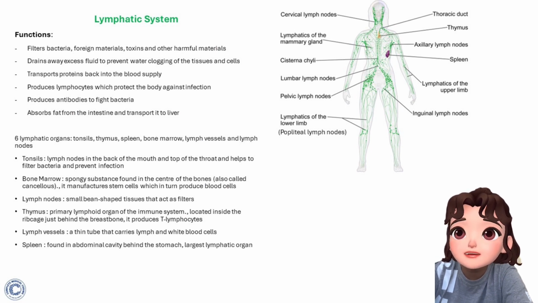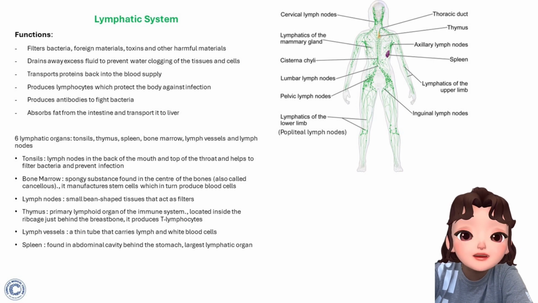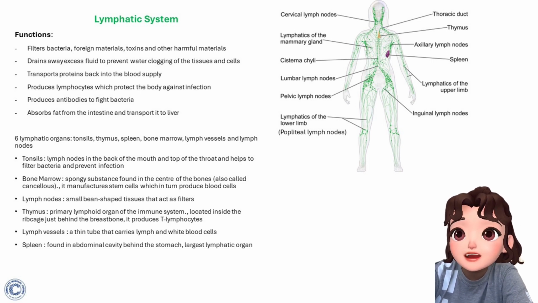Then bone marrow. Bone marrow is a spongy substance that is found in the center of the bones. It's also called cancellous. And it manufactures stem cells, which in turn produce blood cells.